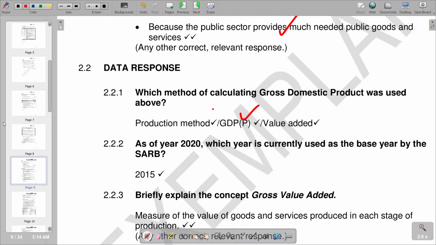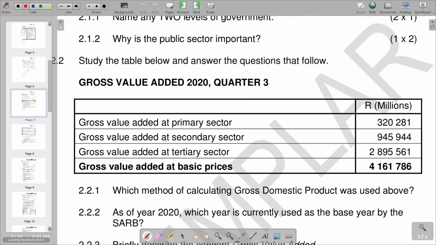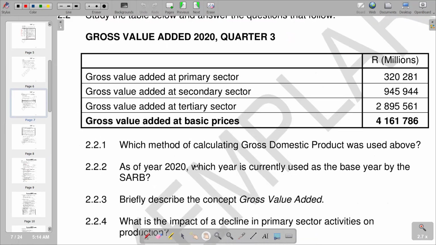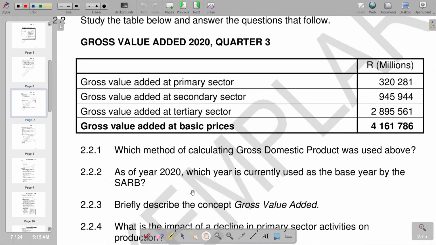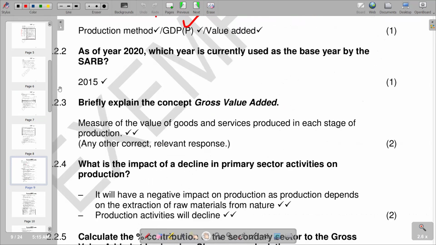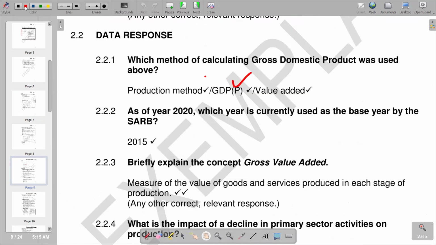So move on to the next part of our question, which reads, as of year 2020, which year is currently used as the base year by the SARB? So obviously, we know that the base year is any year that can be used as a reference that is before the year in question. The year in question that we have here is 2020. So we're going to talk about any year that is before 2020. Within the context of our other section, we are given it as 2015. So any year that is before 2020 can also be correct.